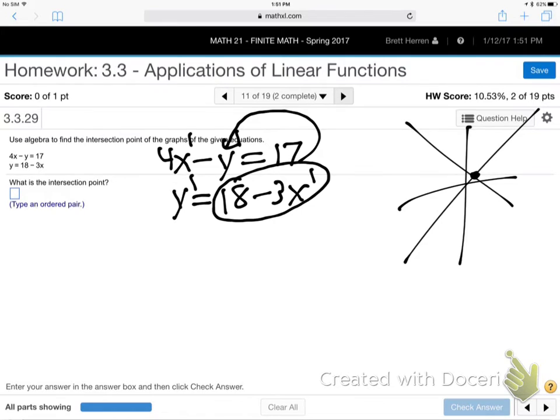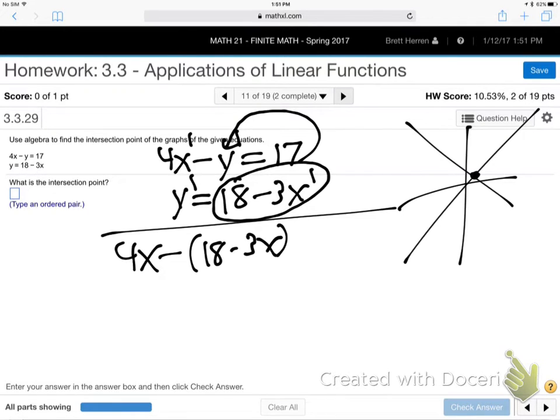We could have actually started with the top equation, got x or y alone, and plugged into the bottom. But I'm starting with the bottom because it's so convenient. It's already got y alone. So I'm going to plug the bottom into the top. You always plug into the opposite equation. So we have 4x minus, you got to put parentheses, y.